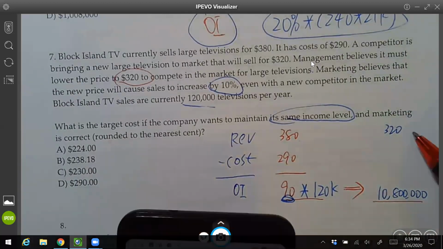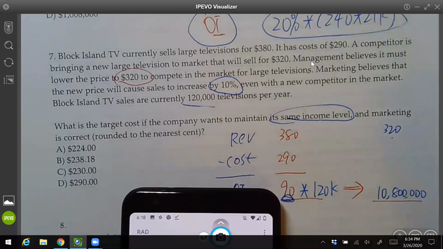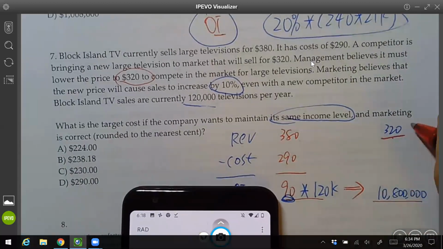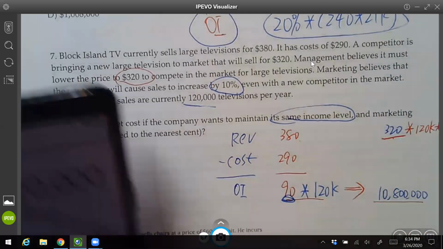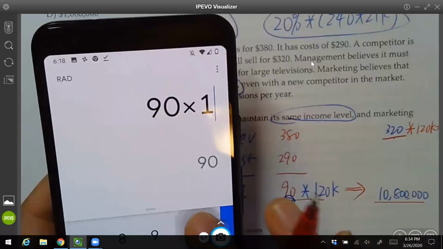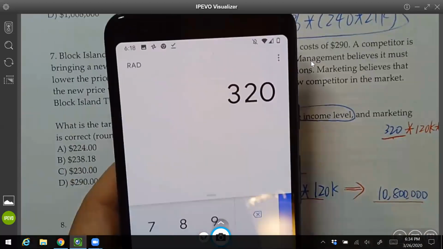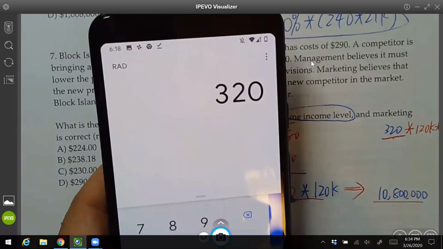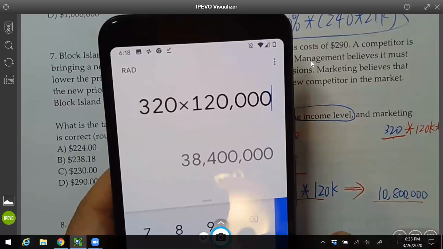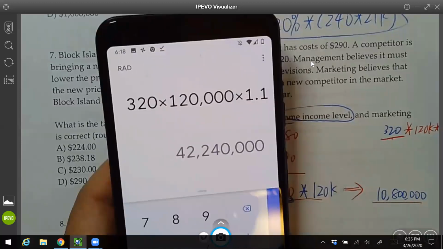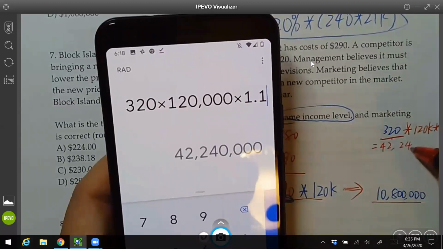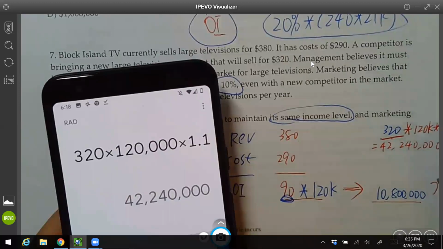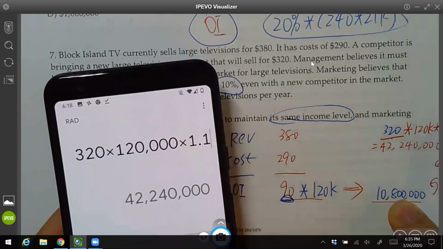But now your revenue will be 320, your new selling price, times the new units: 120,000 times 1.1, because it increased by 10%. So 320 times 120,000 units times 1.1. So your total revenue is 42,240,000. Then your operating income is this.